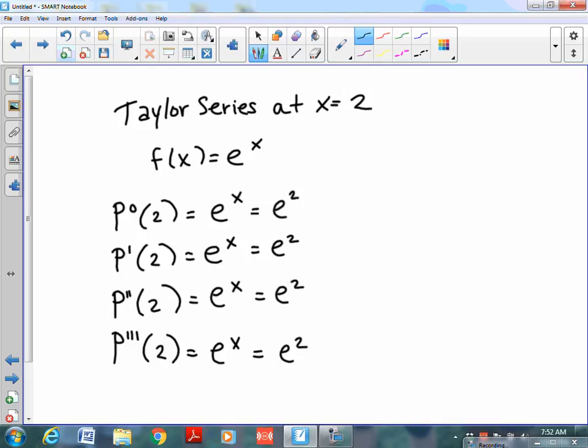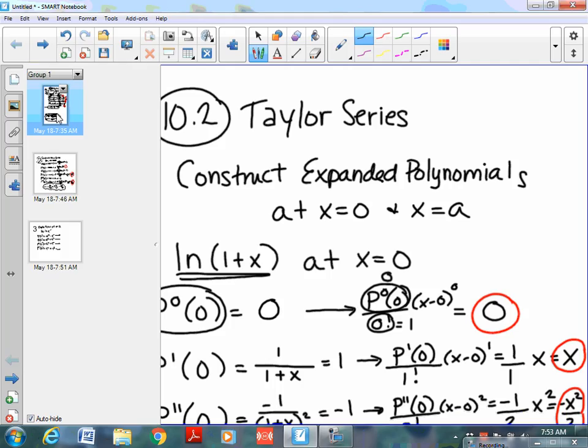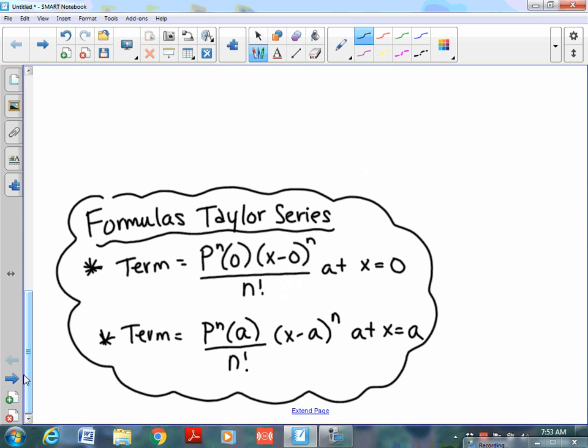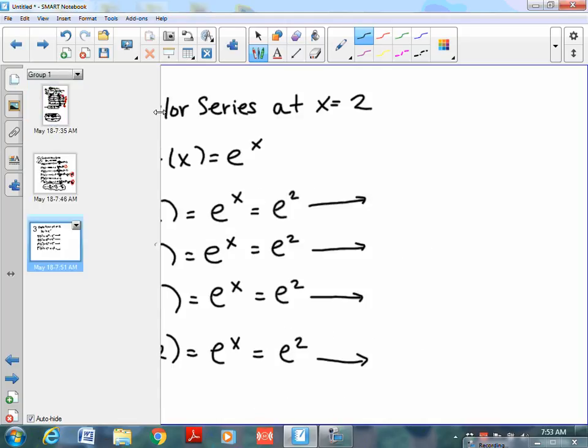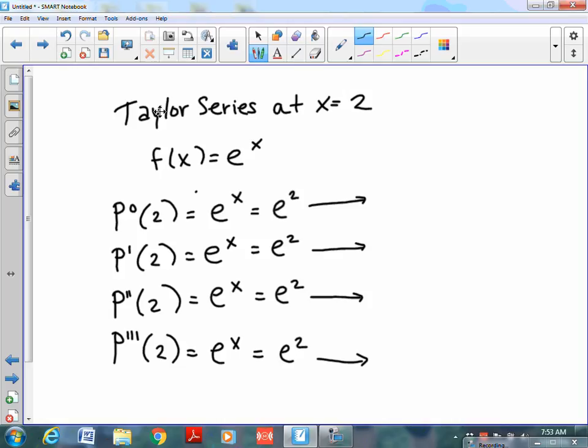Okay, how do we write this now? This is new. Watch how we do these. It's similar. So here's the formula. It's kind of confusing, but it's right here. It's still p0, but now you're not going to put a 0 there, you're going to put a 2. And you're not going to put a 0 there, you're going to put a 2. But everything else stays the same. So here we go. For the first one, I will write it out: p sub 0 divided by 0 factorial, x minus 2 to the 0. See what I did? Not much change.